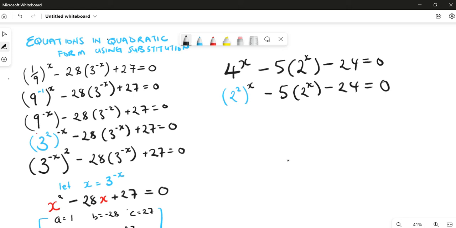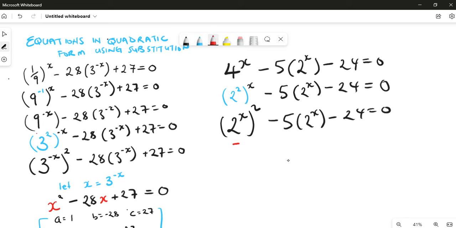So 2 to the power 2 times x, we can rewrite it as 2 to the power x squared. So this is twice this one. 5 times 2 to the power 2x minus 24 equals 0. This 2 to the power x is twice this 2 to the power x. So we have it in quadratic form. So we do substitution. We say let x equal 2 to the power x.